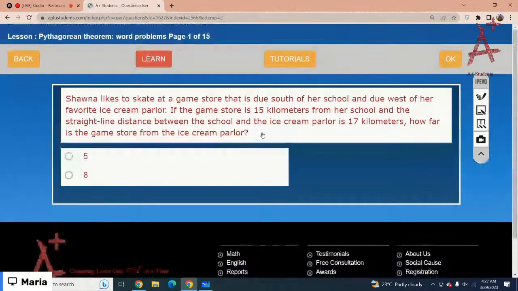Okay. Shauna likes to skate at a game store that is due south of her school and due west of her favorite ice cream parlor. If the game store is 15 kilometers from her school and the straight line distance between school and ice cream parlor is 17 kilometers, how far is the game store from the ice cream parlor? So 15 kilometers is between the game store, school, and ice cream parlor. Got it?